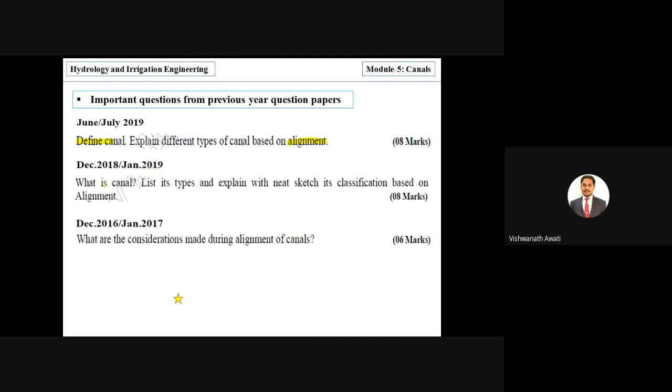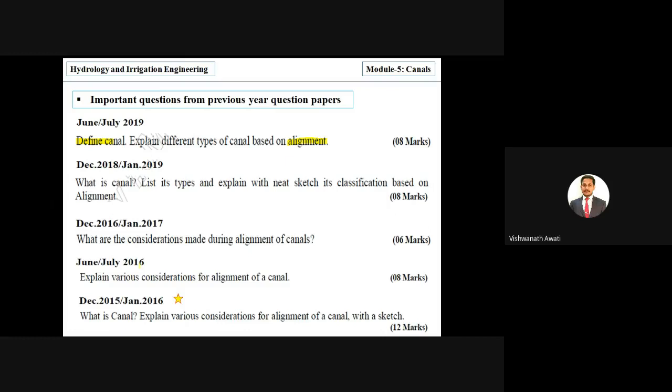Next: what are the considerations made during the alignment of canals, which we discussed now? These are the features we have to take care of before aligning the canal. Explain various considerations for alignment of canals. Same question. Then: what is a canal? Explain various considerations for alignment of a canal with sketches. Even if required, we have to make the sketches. All these three questions are mainly related to various factors considered for alignment of canals, very important.